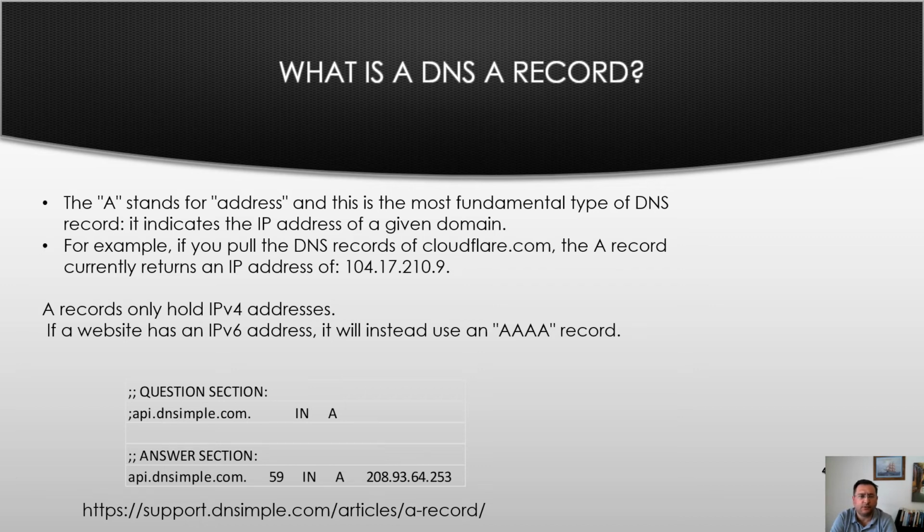In a DNS record, the A stands for address, and this is the most fundamental type of DNS record. It indicates the IP address of a given domain. So, for example, if you pull the DNS records of cloudflare.com, then you will see the A record currently returns an IP address of 104.17.21.09.